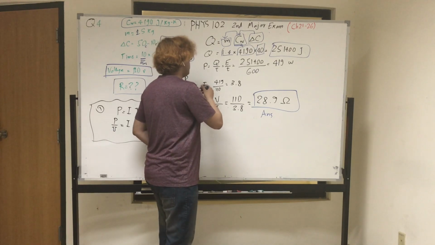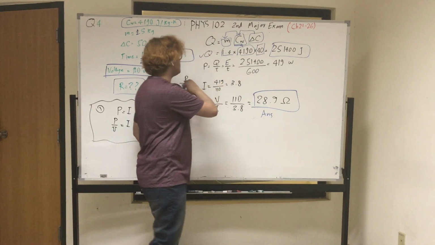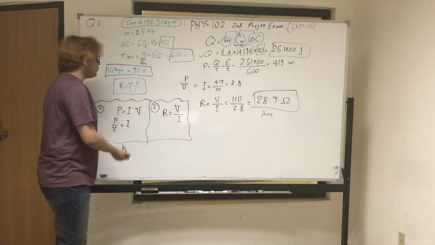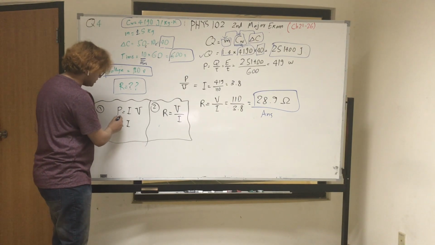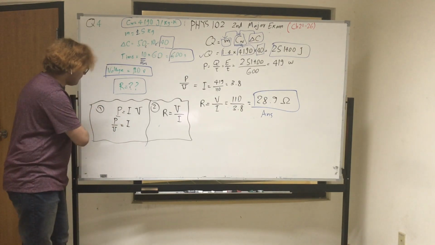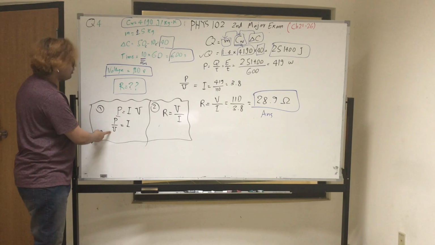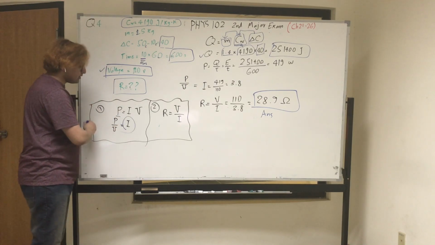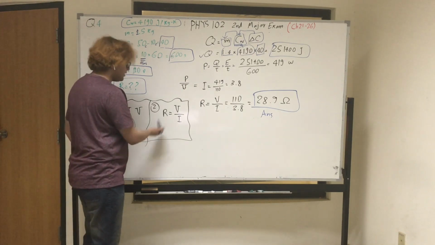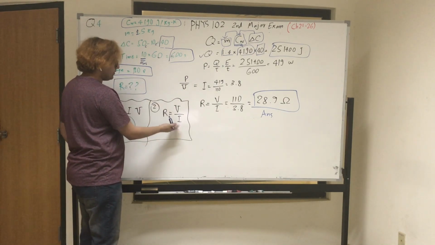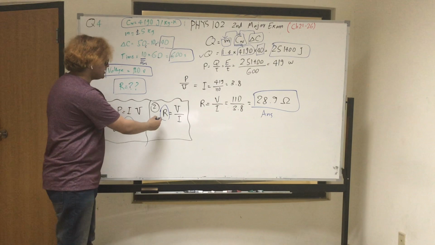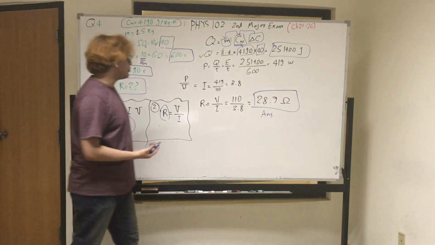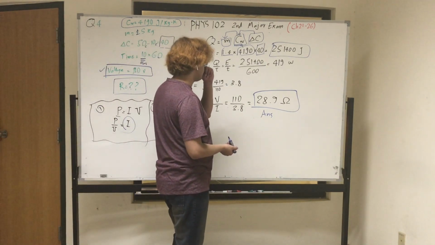Okay, so now we have the energy, but we don't want the energy. We want the power. Because if we know the power, we could divide the power by the voltage, which is given here in the problem, and we get the current. If we get the current, we could divide the voltage, which is here, by the current, and we get the resistance. And the resistance is the value we're solving for in this problem.